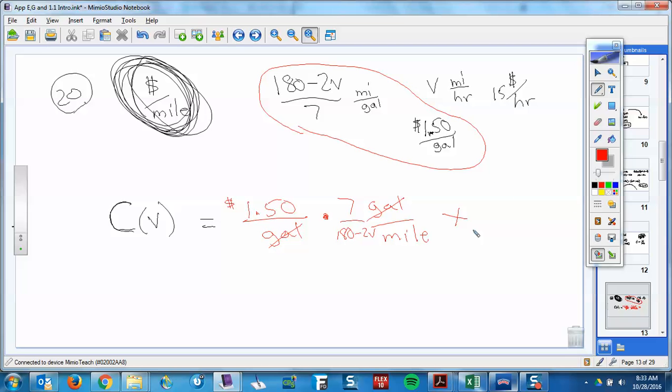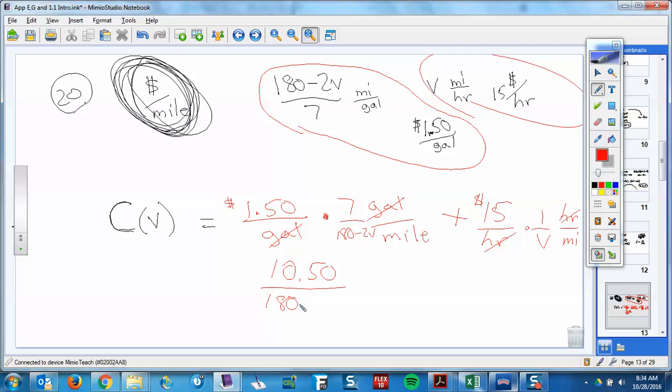Plus, I got to pay the driver. So don't these two go together pretty well? 15 would be dollars per hour, and I want hours to cancel hours, so I can end up with dollars per mile. So how can I get hours over miles? 1 over V. 1 over V would give me hours over miles. So there it is. So 150 times 7, what's that? 1050 over 180 minus 2V plus 15 over V. That would be my cost in dollars per mile as a function of speed.